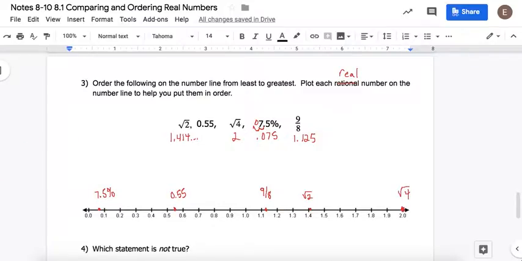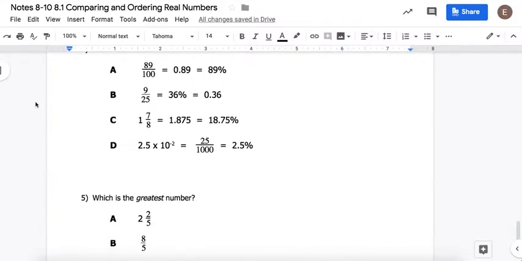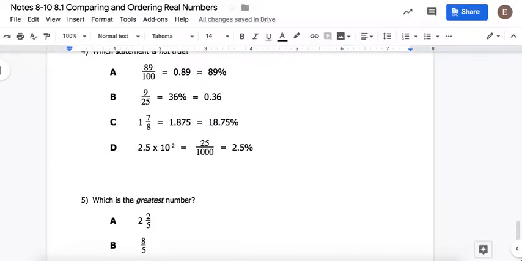Okay, number 4, which statement is not true? Okay, so the first one says 89 hundredths. This is 89 hundredths, and 89%, 1, 2, would be 89 hundredths, so that is true. So we're going to cross it out because we're looking for not true. Okay, 9/25 is 0.36. We know that 36%, 2 to the left, is 0.36, so they're all 0.36, so cross it out. 1 and 7/8 is 1 and 875 thousandths.